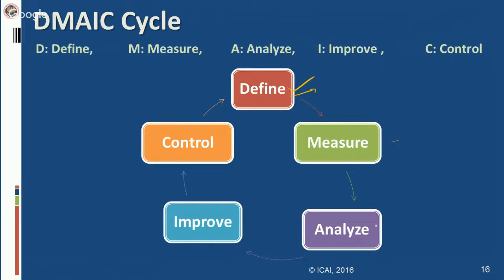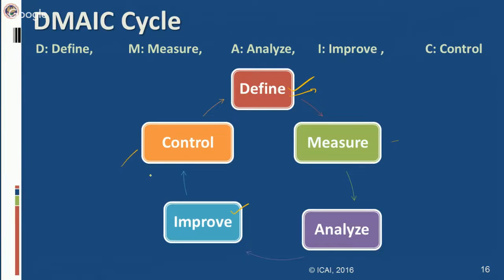Then comes the analyze part. Using statistical methods and techniques, possible causes of process output variations are identified. These possible causes are analyzed statistically. Then the improvement phase will come. Alternative solutions are generated to fix the root cause, and the most appropriate solution is chosen at this level on the basis of cost and benefit analysis or on the basis of timelines. And then the implementation plan is drafted and executed.